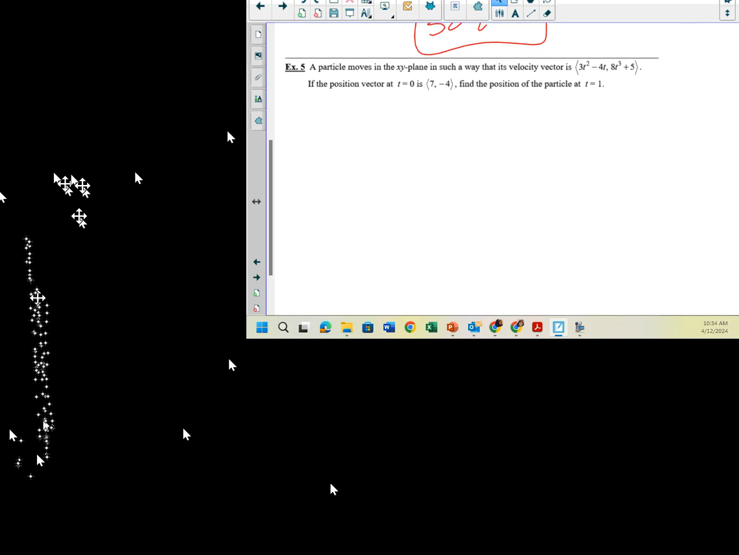A particle moves in the xy plane such that its velocity vector is such. And I tell you the position vector at t equals 0 is 7, negative 4. Find me the position of the particle at t equals 1.